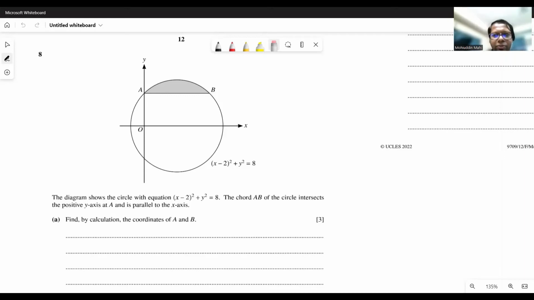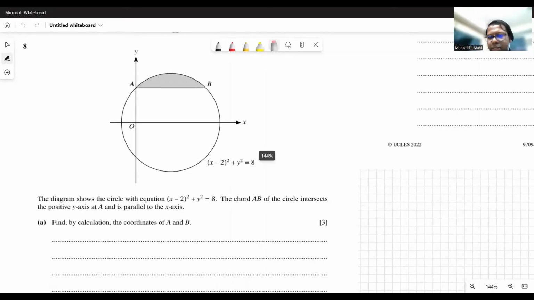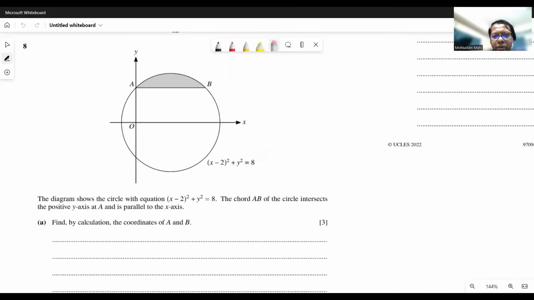To circle geometry and integration. So the diagram shows the circle with equation. The equation of the circle is given, and the chord AB of the circle intersects the positive y-axis at A and is parallel to the x-axis. The chord is parallel to the x-axis. That's a crucial information. So we have to find out the coordinates of A and B.